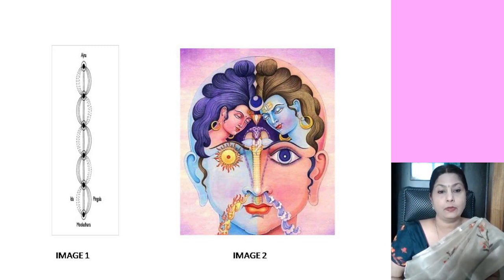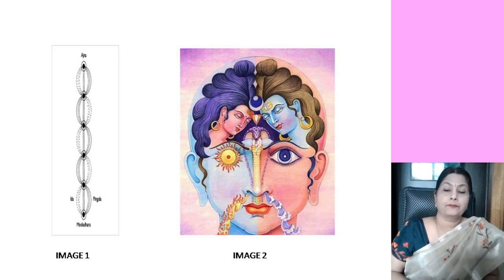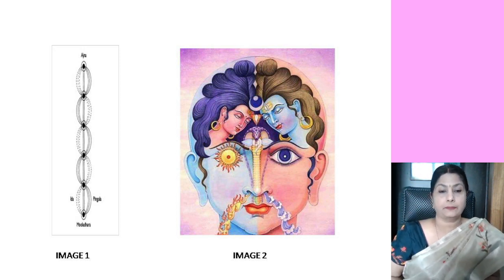If you look at image 1, you can see the two nadis, that is Ida and Pingala. They are crisscrossing at the chakra points. They are moving up the spine and they are meeting here at the last point. This is the Agya chakra. When this happens, the person achieves an inner balance between his masculine and feminine energies.